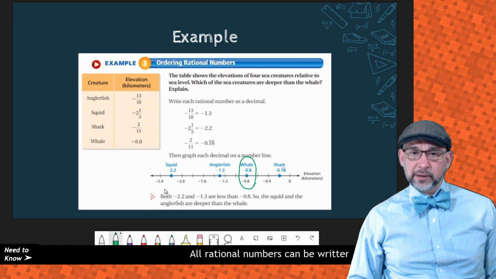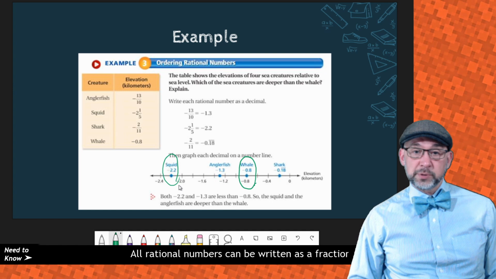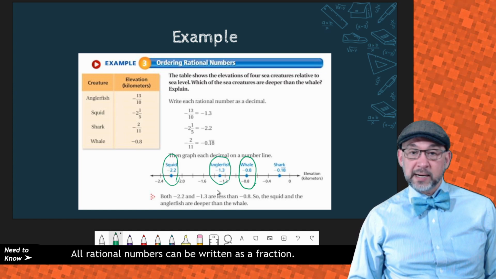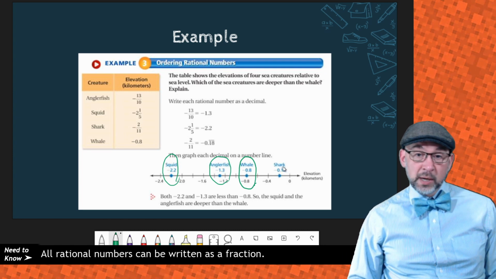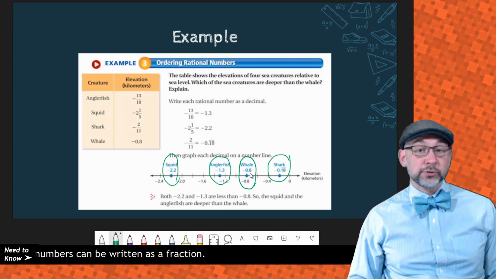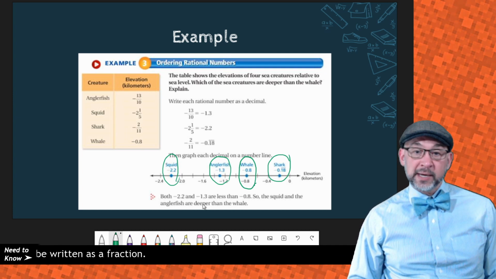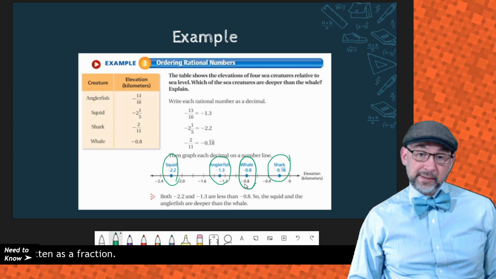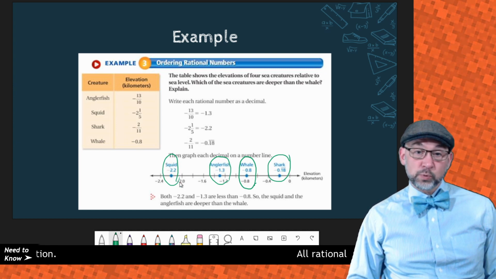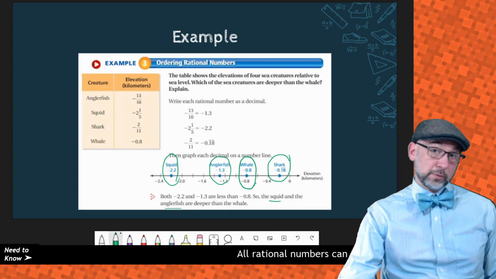Then we place each value on the number line. The squid is farthest to the left down here at negative 2 2/10. The anglerfish is next at negative 1 3/10. And the greatest value is the shark at negative 0.18 repeating. So both negative 2.2 and negative 1.3 are less than the whale's value at negative 8/10. So therefore, the squid and the anglerfish are both deeper than the whale.